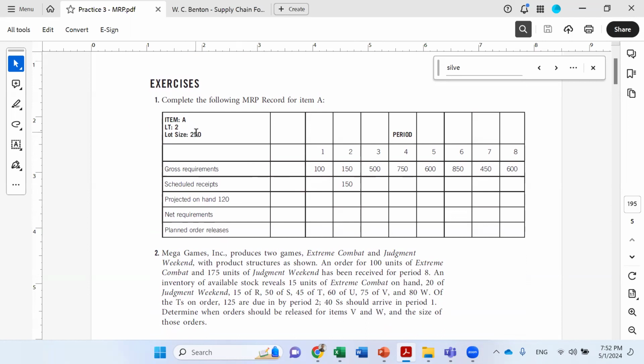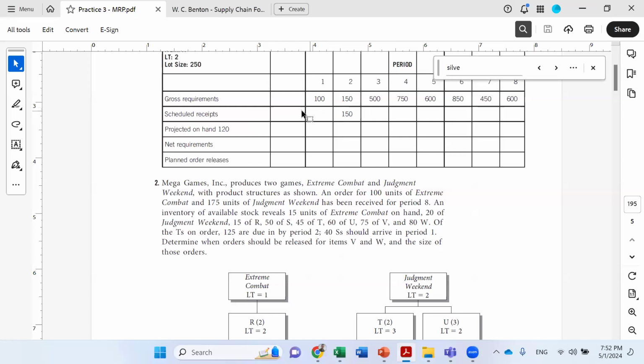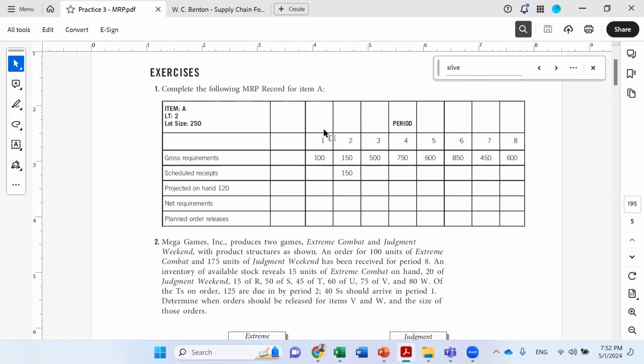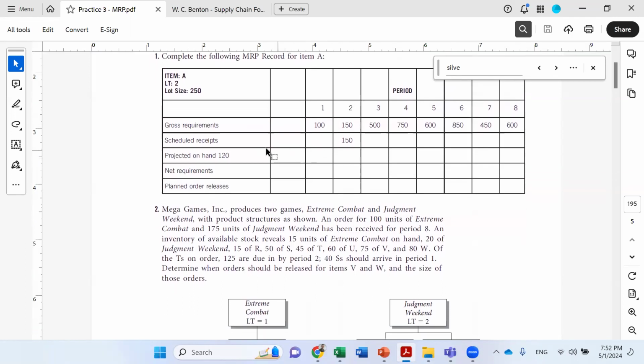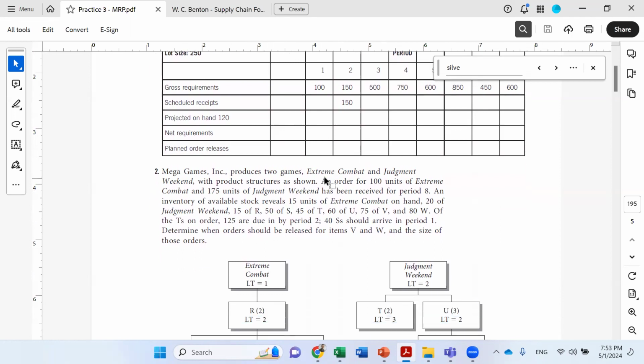Lead time 2, lot size is 350, and then we got the gross requirement. We have the scheduled receipts. We can project the on hand, at the beginning it is 120. We can easily calculate the net requirement and plan for the releases. So I'm going to skip this one.